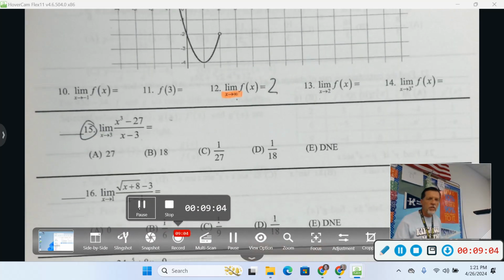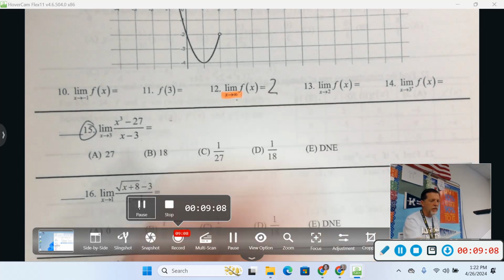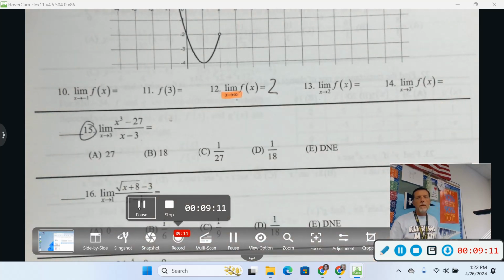As x approaches 3, well, you can plug it in, but as you might guess, it's not really going to work. So 0 over 0. What do you want to do with this one? Because there are 2 options.